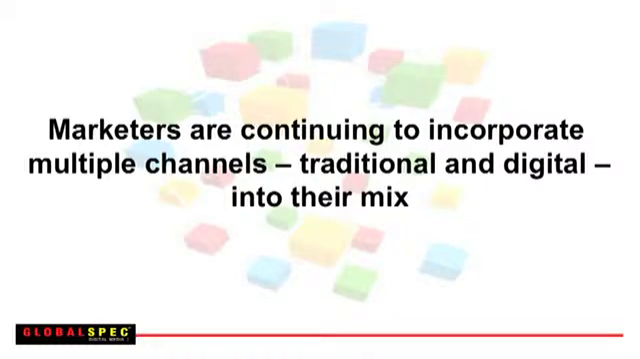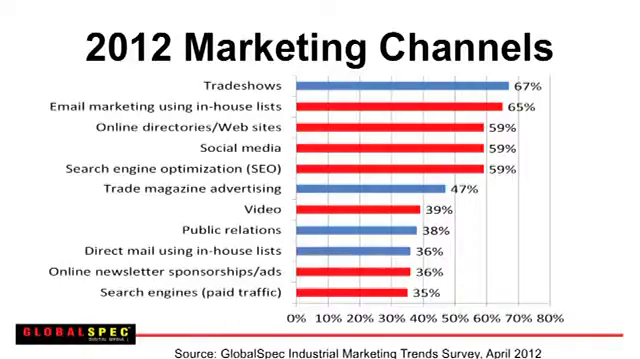Each year, the Industrial Marketing Trends Survey seeks to understand the different types of media channels that marketers rely on. And one thing is for certain, there is no one marketing tactic that is going to accomplish every goal that marketers have. And that's why we see a variety of channels, both online and traditional, incorporated into the marketing mix. In the survey, we asked, which of the following marketing channels do you plan to utilize in 2012?